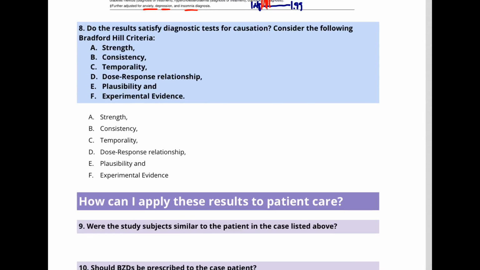Do the results satisfy diagnostic tests for causation? And these are the Bradford-Hill criteria. Again, this is an important thing, right? And so we talked about before that these observational studies do not test for causation, right? They can only say association. And so you can strengthen your argument, though, by doing some of these other tests.